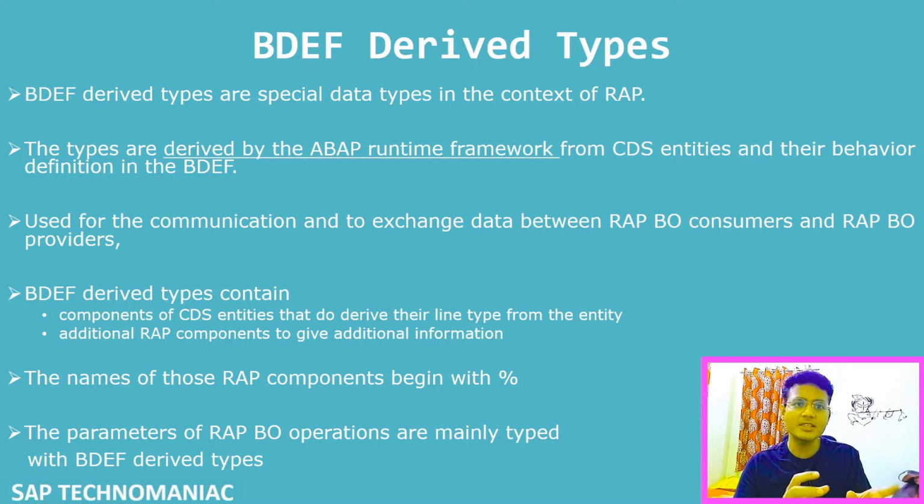When it gives the information, the types of those methods' parameters, for example importing, exporting or changing parameters, will be derived types. Those derived types contain not only the structure of the CDS entity, but also some additional things relevant to those operations. For example, if I want to do a create, apart from the data which I want to create, I need some additional information to create the data in my system.